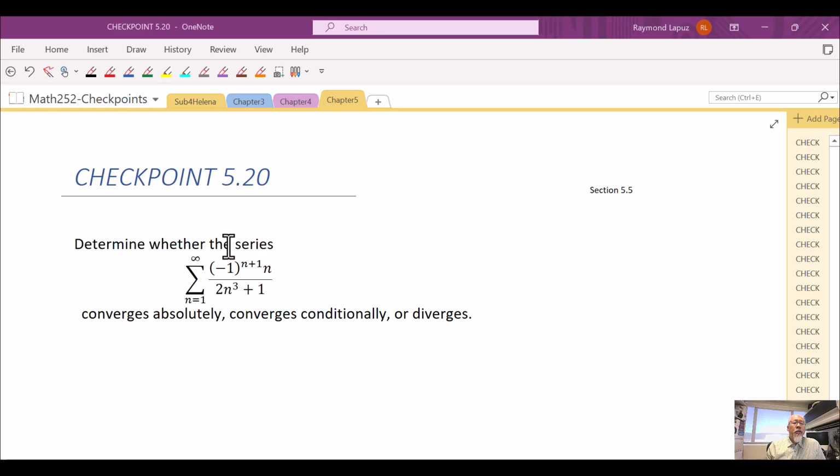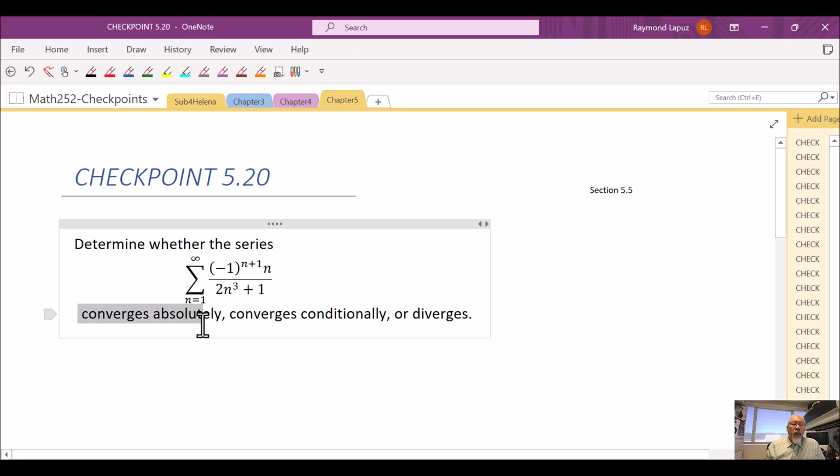In this video we will be doing checkpoint 5.20 from section 5.5, the alternating series test. It says to determine whether the series, the sum as n goes from 1 to infinity of negative 1 to the n plus 1 times n, divided by 2n cubed plus 1, converges absolutely, converges conditionally, or diverges.